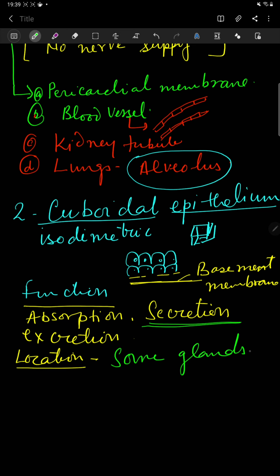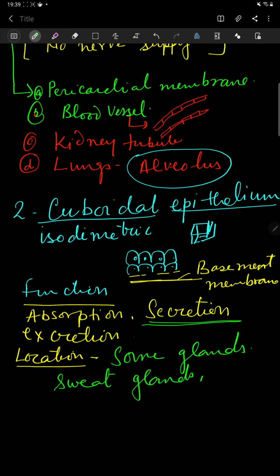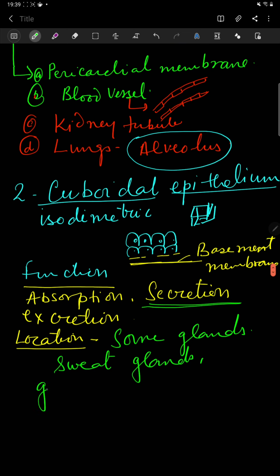What are the names of those glands? Like it is there in the sweat gland, and as you know, the sweat gland is part of the skin, so this is present in sweat glands. It is also there in the germinal epithelium, a new word for you all, germinal. It is there in this germinal epithelium.